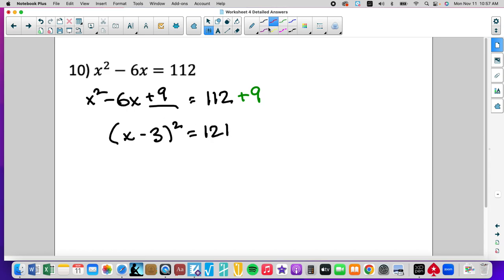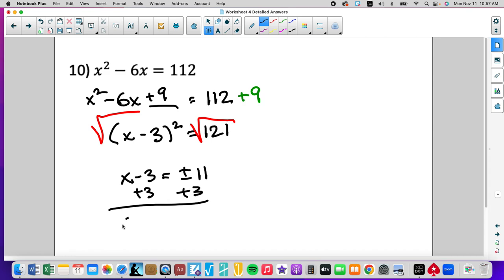121. We're going to take the square root of both sides. And we get x minus 3 equals plus or minus 11. We're going to add 3 to both sides. X equals 3 plus or minus 11. So we have 3 plus 11, and we have 3 minus 11.